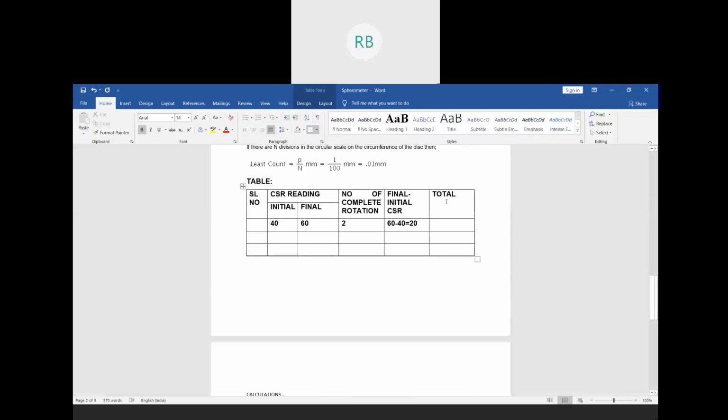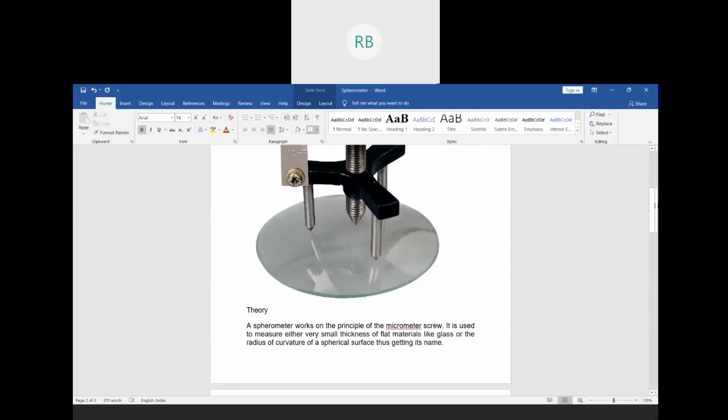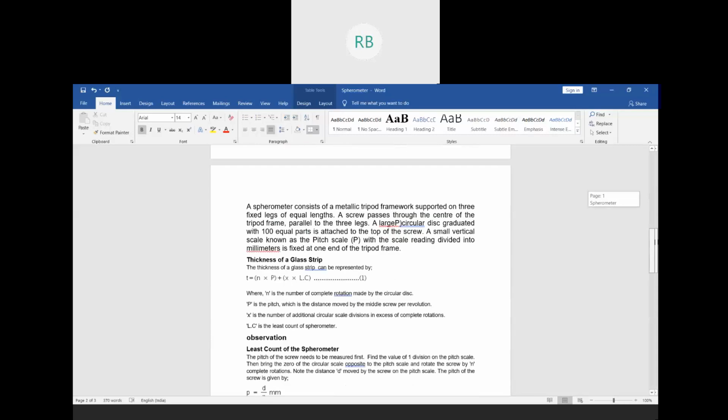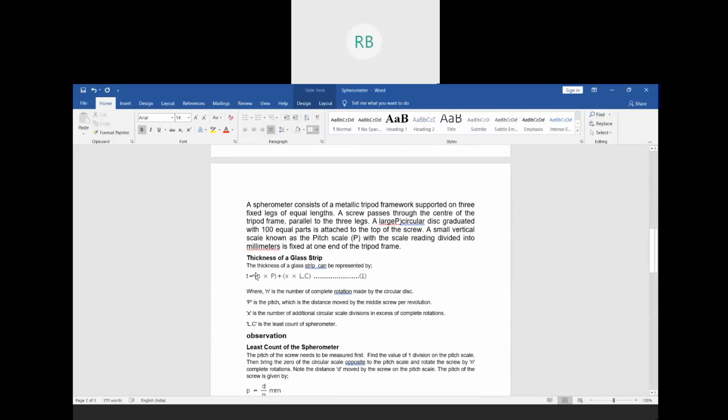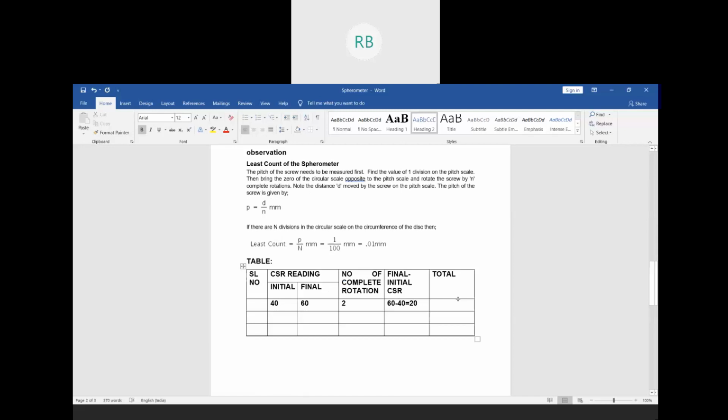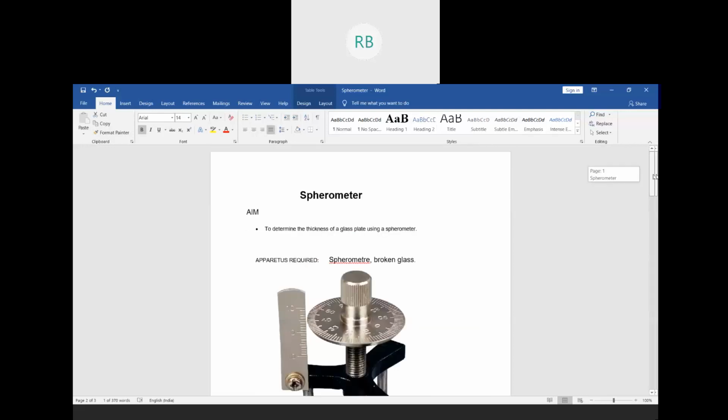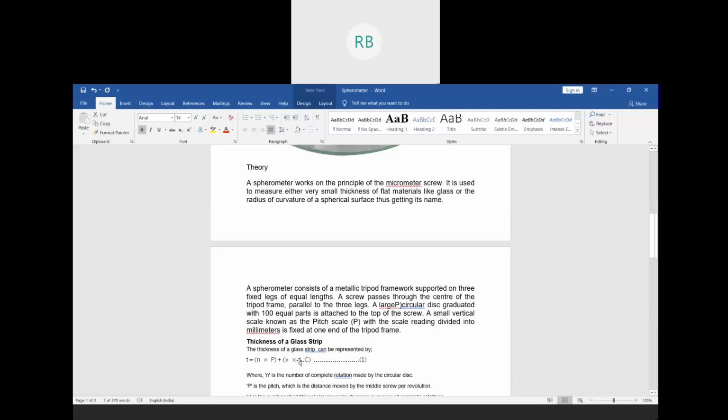Now in total what we have to do is apply this formula: n into pitch plus x. What was x? x is the additional rotation or the final CSR. Final CSR means final minus initial CSR, this one, multiplied by LC, the least count.